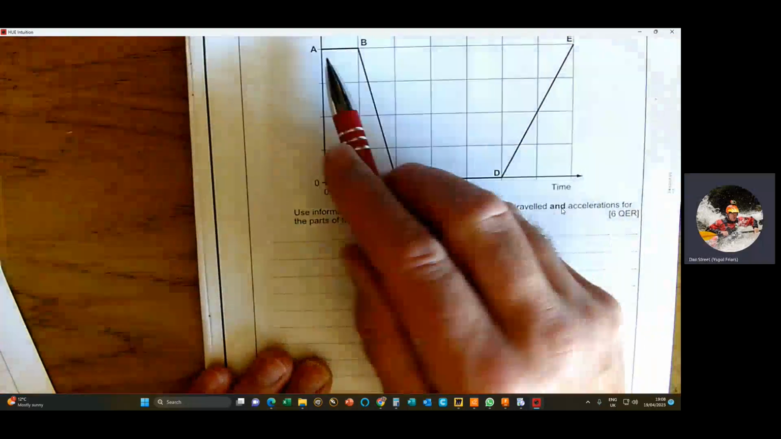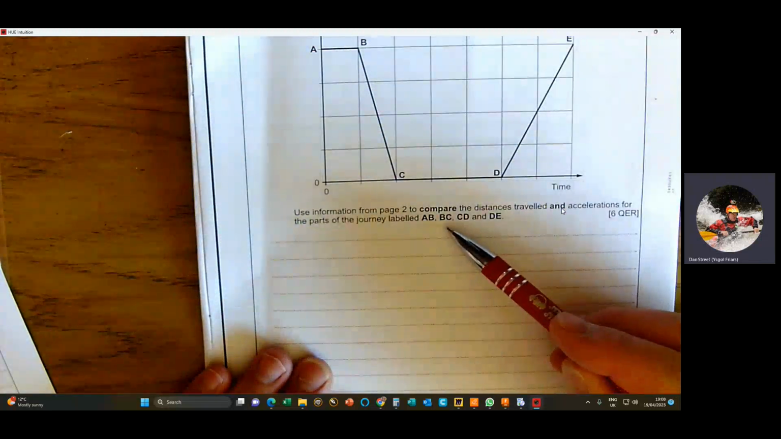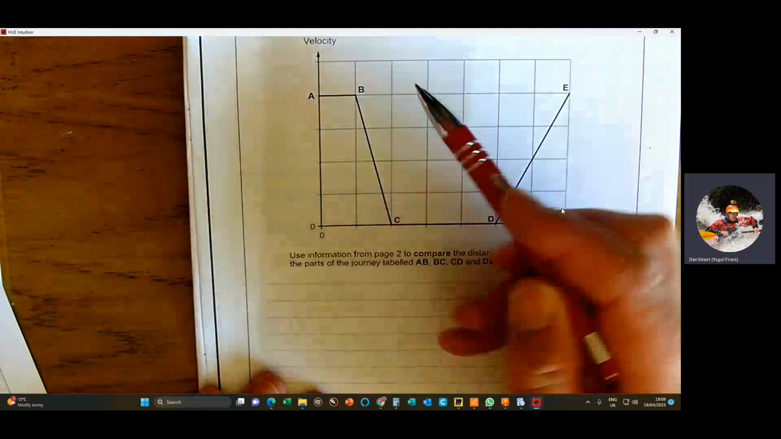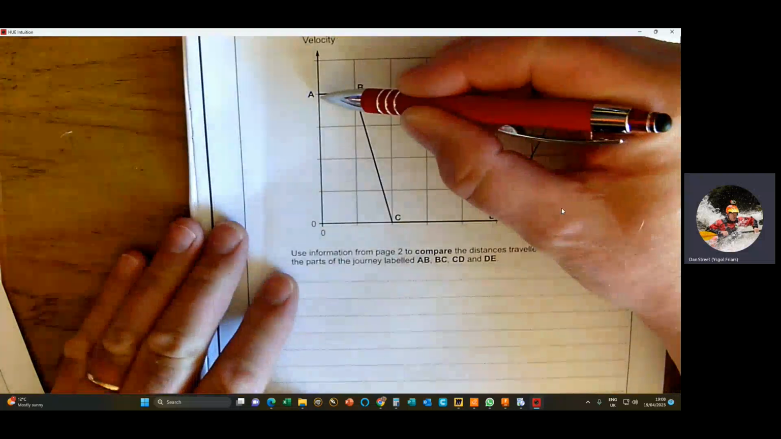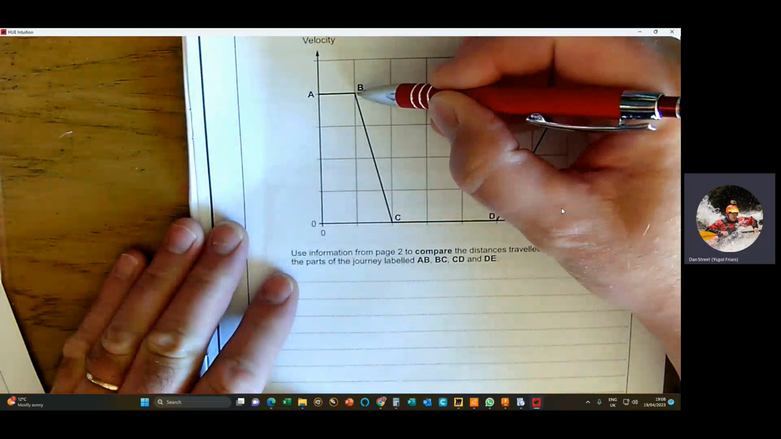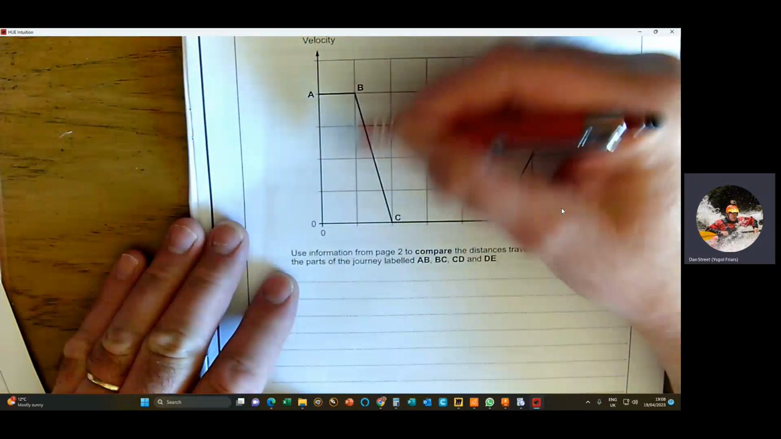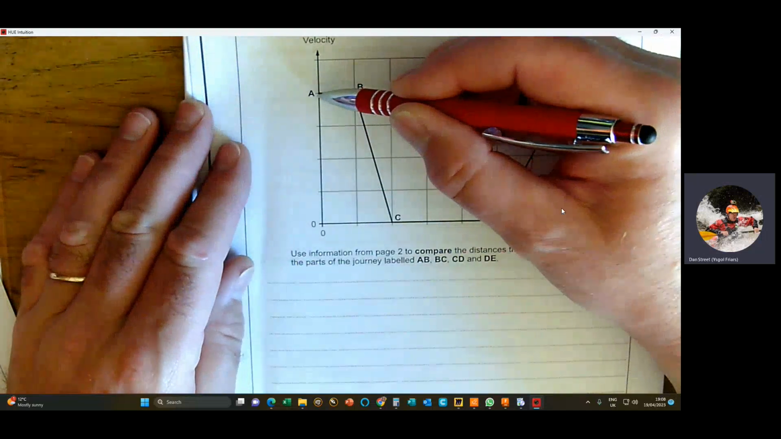So if we break this journey down into the various parts, A to B, B to C, C to D and D to A. Between points A and B, if we remember back to our knowledge organizer, this shows constant velocity. It says a constant velocity of 4 units, whatever these units are, we don't know what they are, but it's moving at a constant velocity of 4 units.